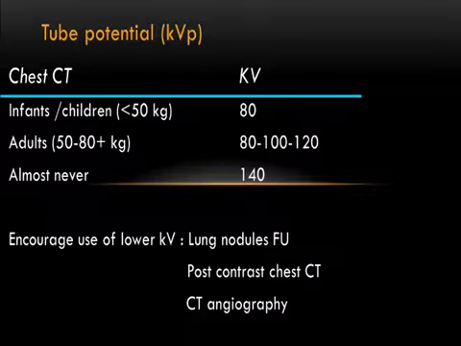And lower kV should be especially used when you're doing a chest CT with contrast, and of course in most cases when you're doing a CT pulmonary embolism protocol, because those are the places where you have iodine on board. High contrast helps you see through the noise.